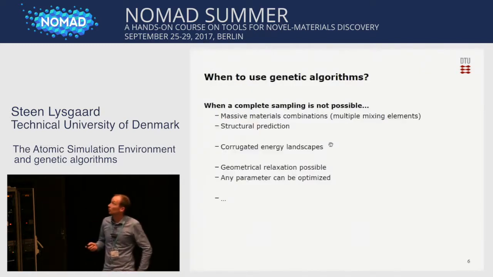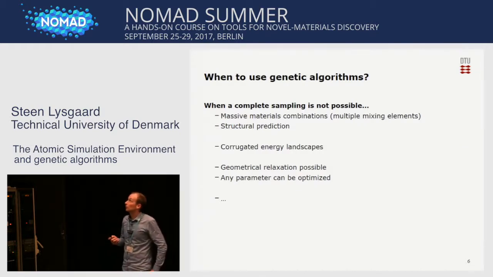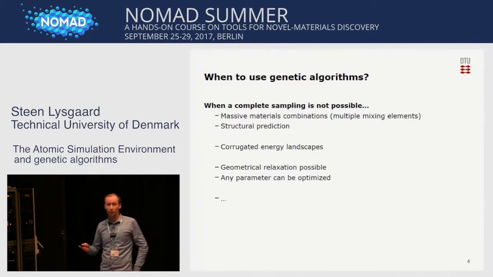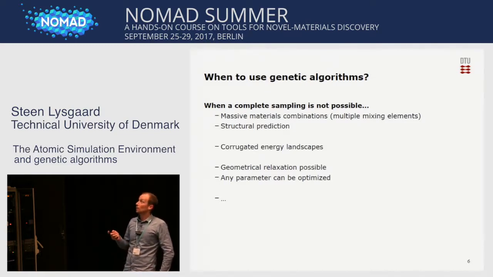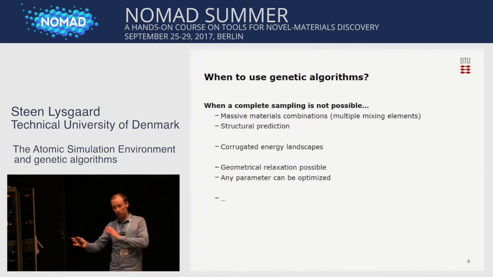So just when is it beneficial to use a genetic algorithm? You really have to, since it's a non-deterministic method, so when you run it, you are actually not sure that when it emerges you get the global optimum. So you really need some problem that you can't solve by just screening everything.